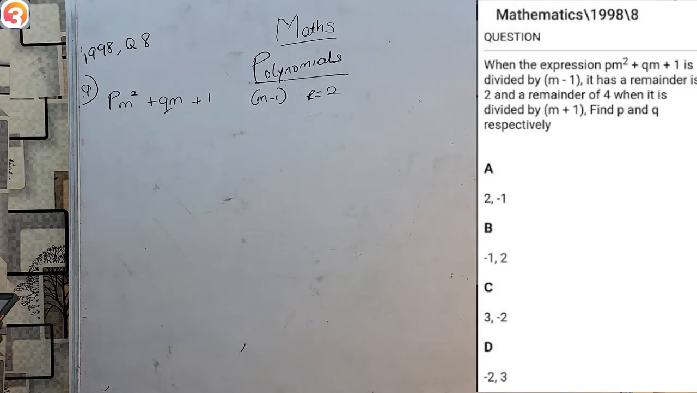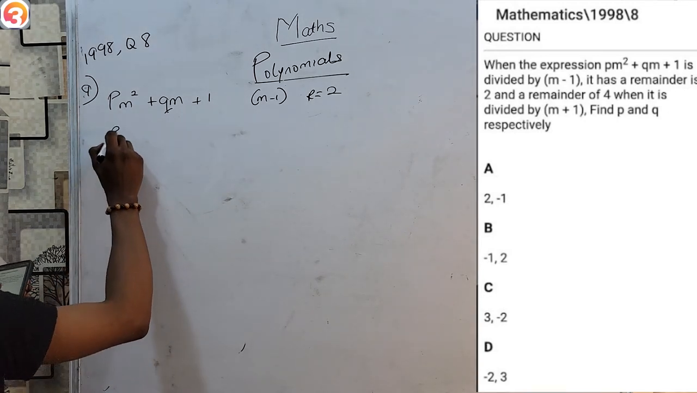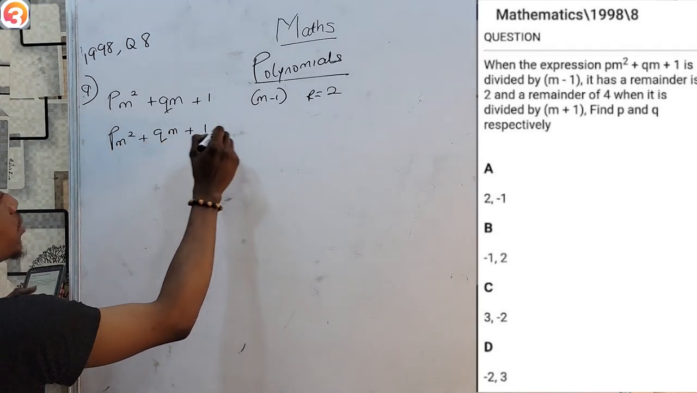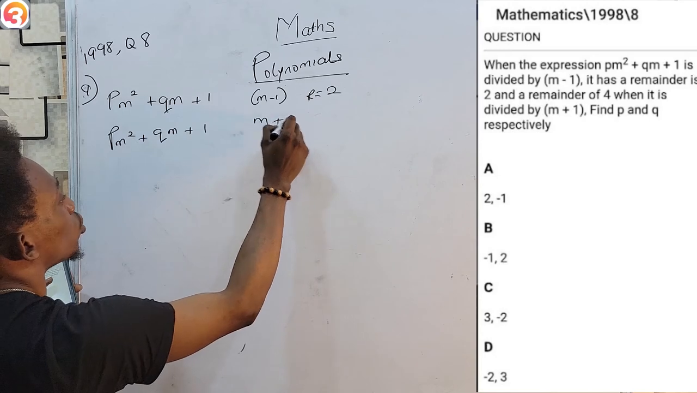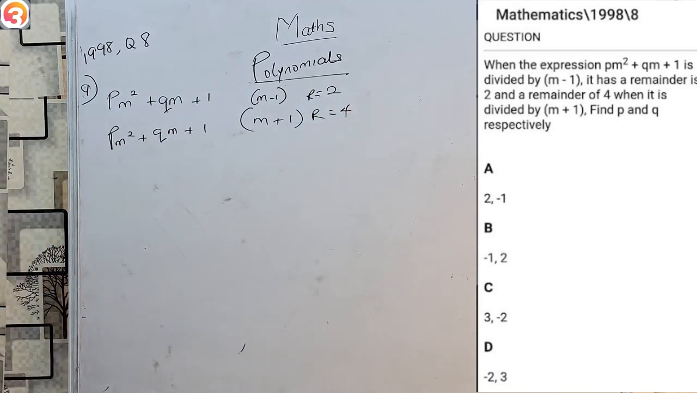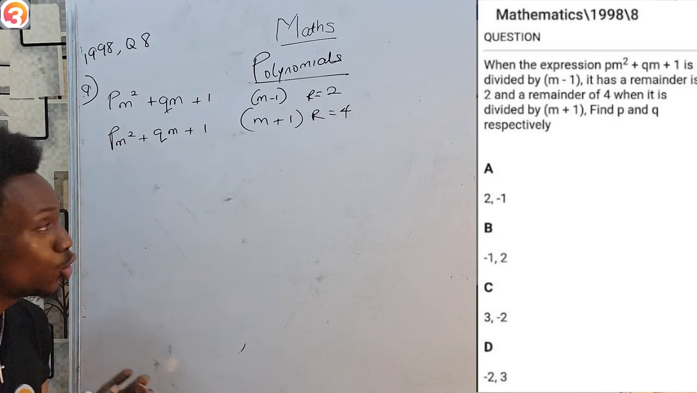and a remainder of 4 when it is divided by m plus 1. That means when this same expression is divided by m plus 1, the remainder becomes 4. We have to find the values of p and q respectively. I know this might want to appear tricky, but don't panic. Now, I have my expression.